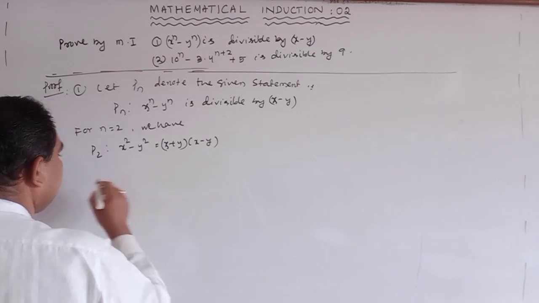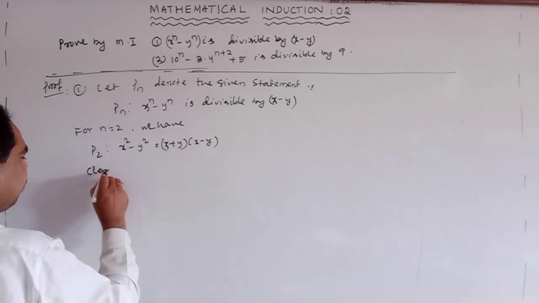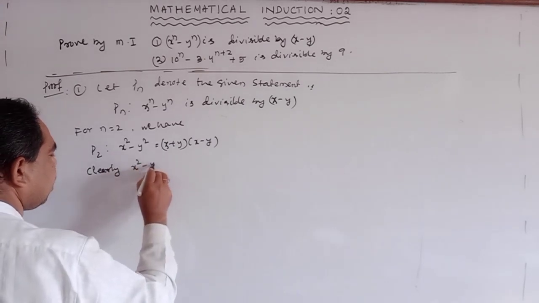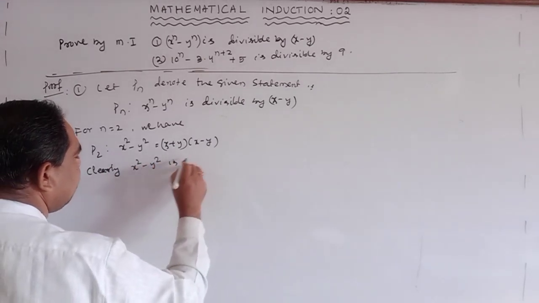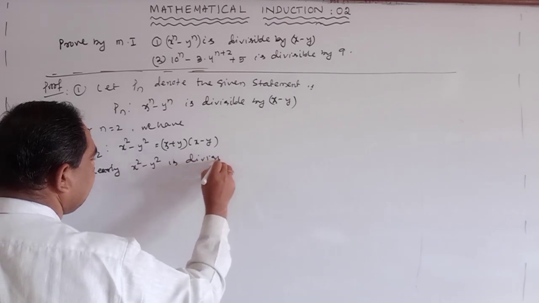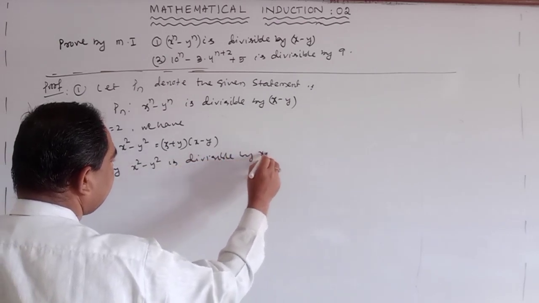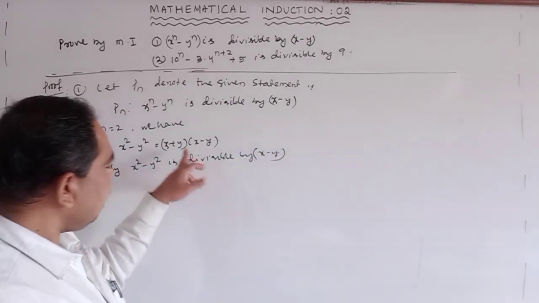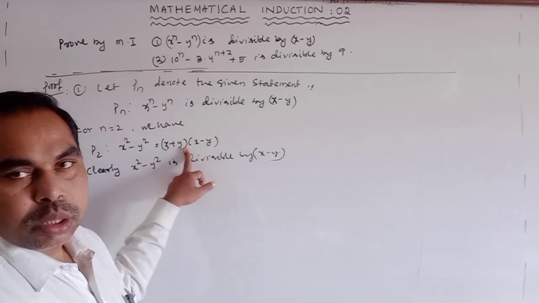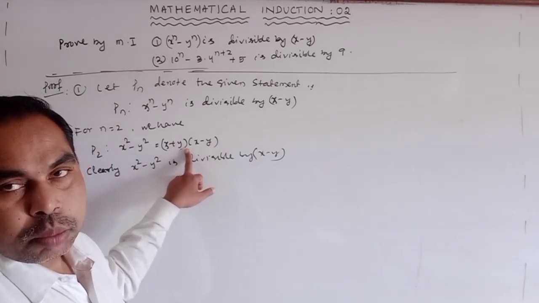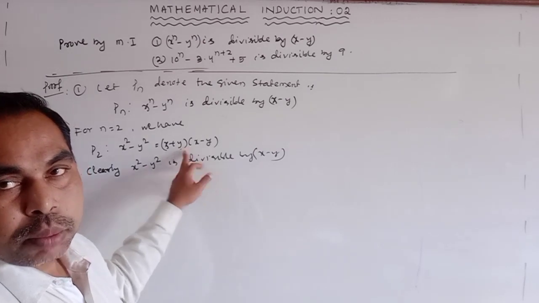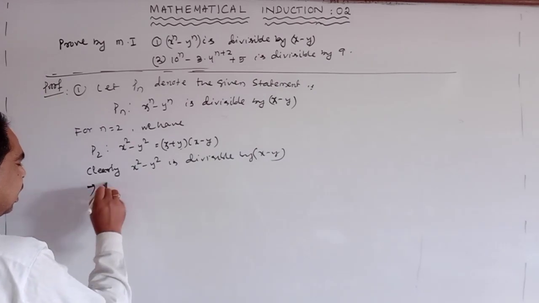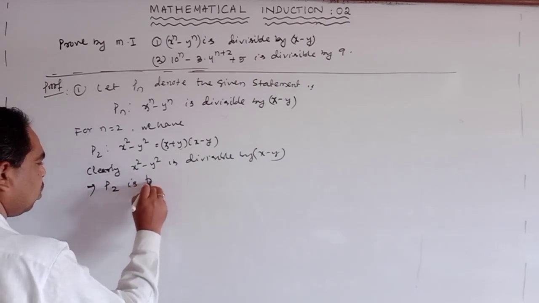So clearly x square minus y square is divisible by x minus y, because x square minus y square is equal to x minus y times x plus y. So x minus y into something means it is divisible by x minus y. Okay. So this implies P2 is true.